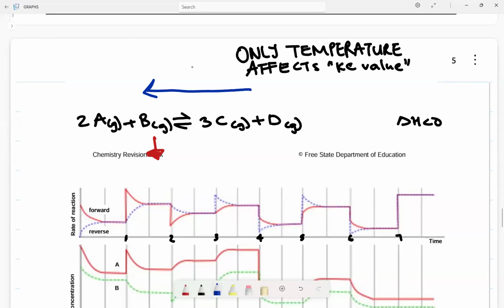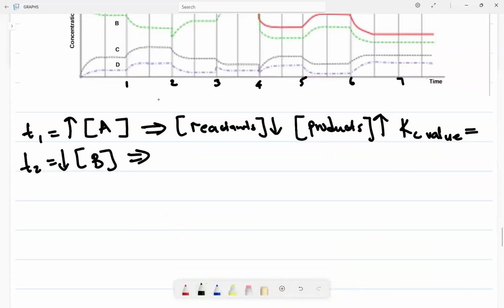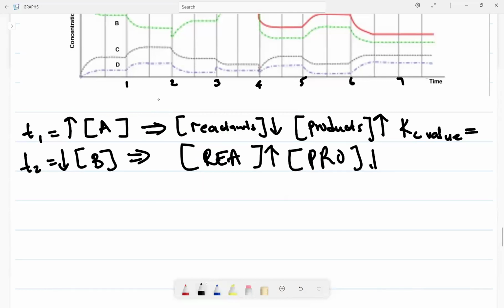So when we transfer to them, there is a decrease in the concentration of these two, whereas the concentration of these two increases. So we'll say the concentration of the reactants increases because we are favoring the reverse, whereas that of the products decreases. The Kc value remains constant, because it is only affected by temperature.